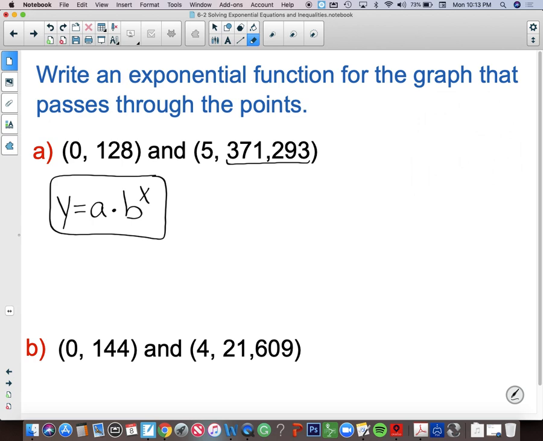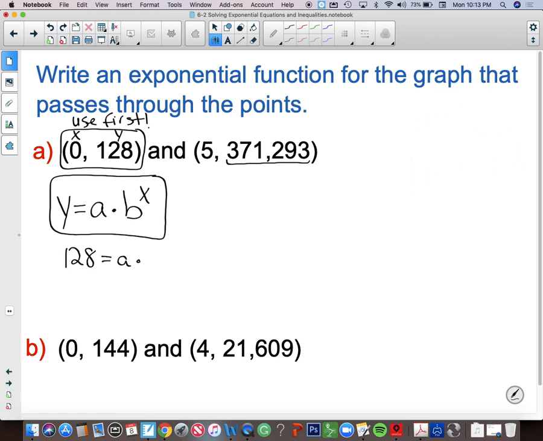So let's see if we can figure out our equation. If you are given a point that has a 0 in it, that's the first one you want to use, because anything with a 0 in it kind of simplifies stuff down, right? So let's use it. This is my x, this is my y. Let's plug it in. So I got a 128 on the left for the y. I don't know what a is, nor do I know what b is, but I got a 0 up there. So anything to the 0 power is 1. That means that guy is gone. So we get a equals 128. That's a piece of the puzzle.